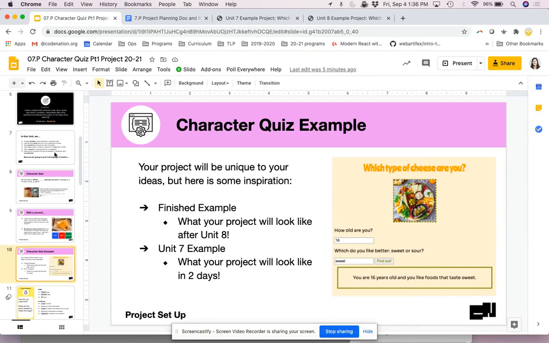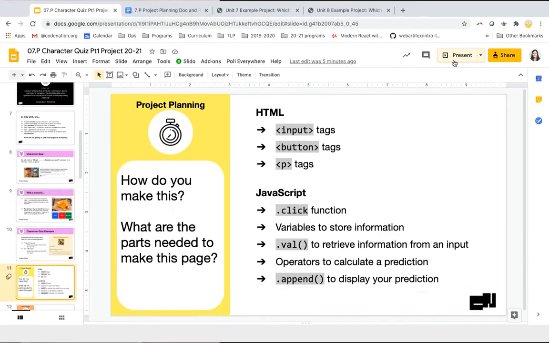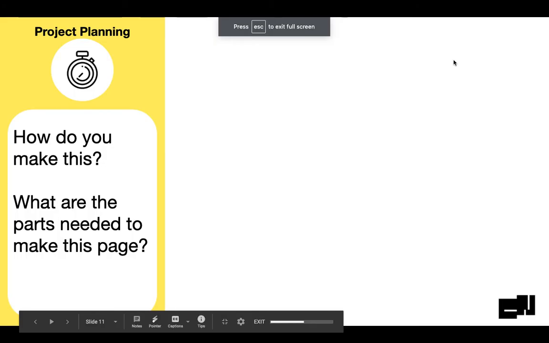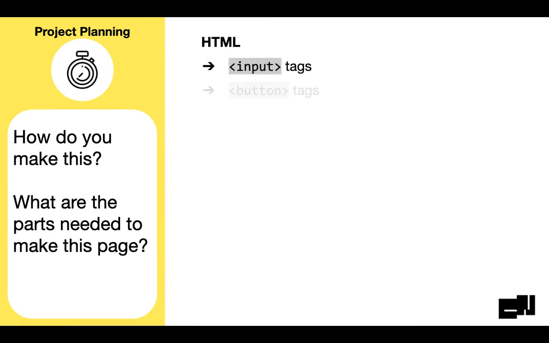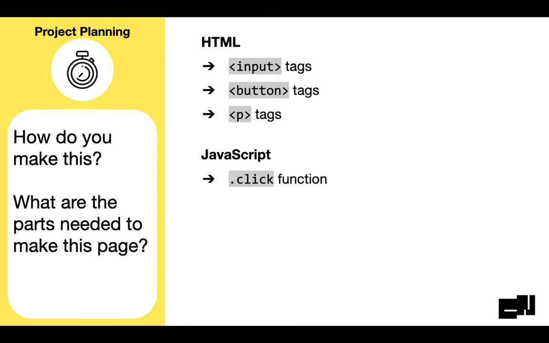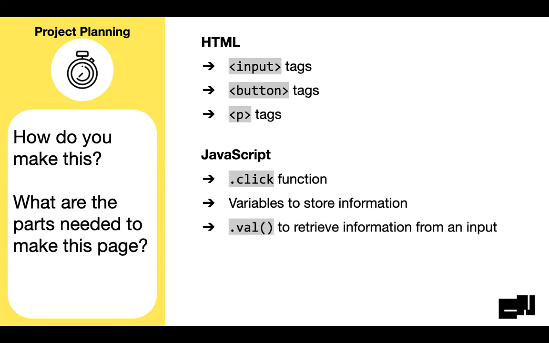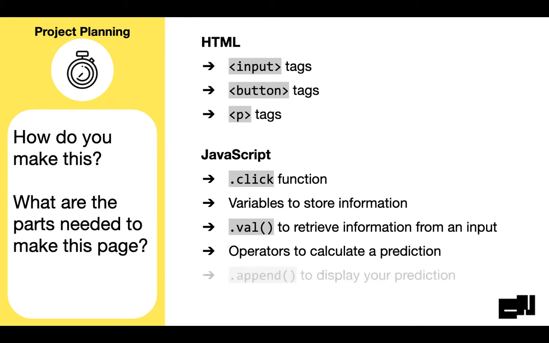Okay, so now that we know what our goal is, what do we need to make this? Well, we need a lot of different parts. In our HTML, we need input tags, we need button tags, we need p tags. In our JavaScript, we need a click function, we need the variables to store that information, we need .val to retrieve that information, operators to calculate your prediction, and then .append to display your prediction.